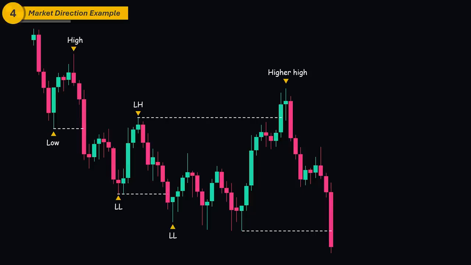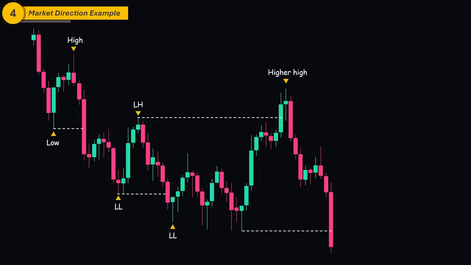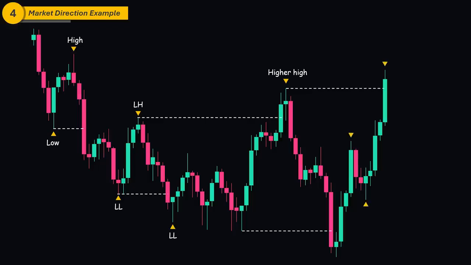Here's another key point. Always trade when you know what the market is doing. You don't have to trade every day. Waiting for high-quality trades is a skill you must develop if you want to be consistent. Now let's continue. Price forms 1, 2, 3 moves breaking above the market structure. So now we are in an uptrend. Then we get one more impulse and correction. So yes, this is a trend continuation. As long as we stay above the swing low, we're still in an uptrend. And if price breaks above the previous level, it means the trend continues.